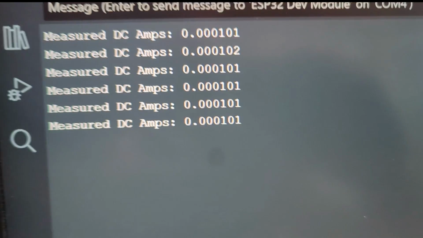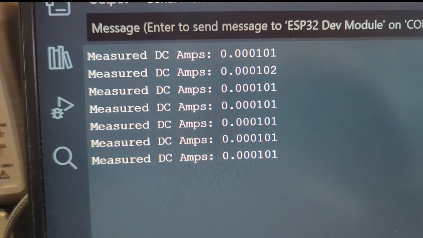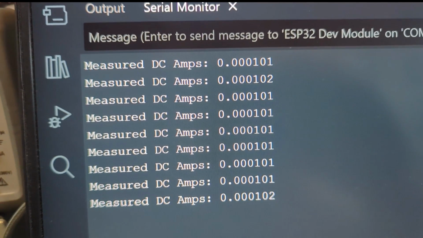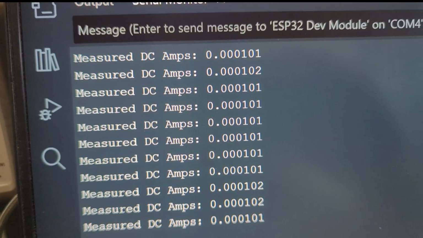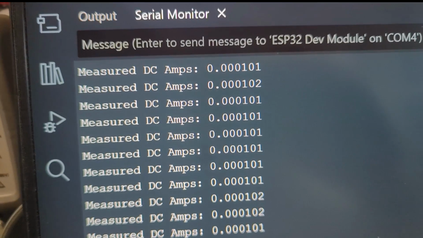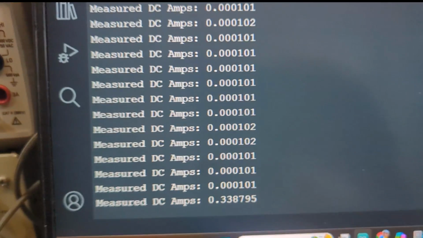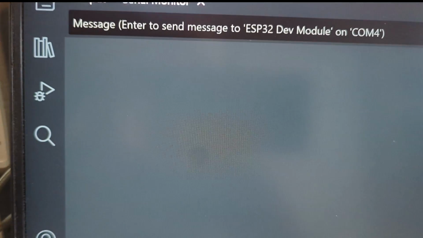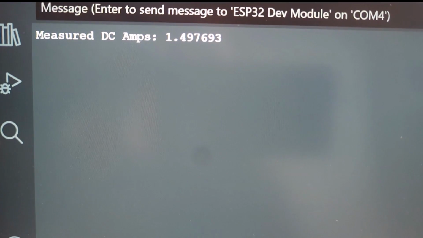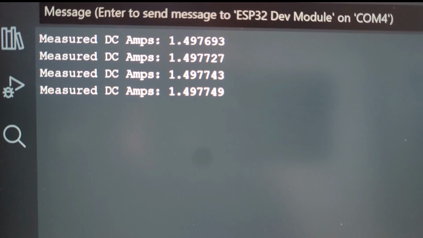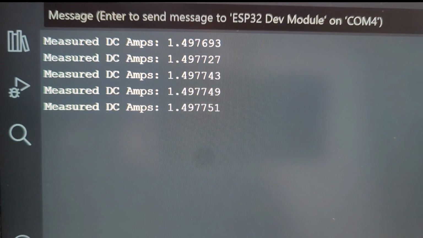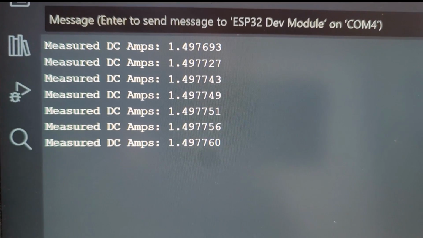Now, what I want to show next is the effects of temperature rise on the accuracy. So now I'm going to up the current source to about 1.5 amps. So we're going from a very low current to a much higher current. And what I'm going to do is reset the serial monitor, and there's our higher amp value. And you might be able to notice how the value is slowly creeping up.